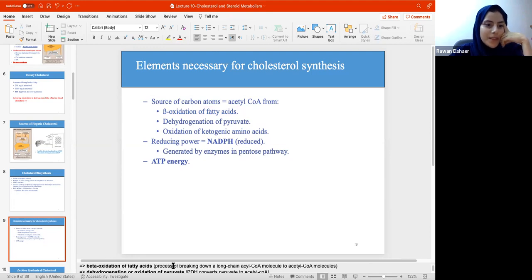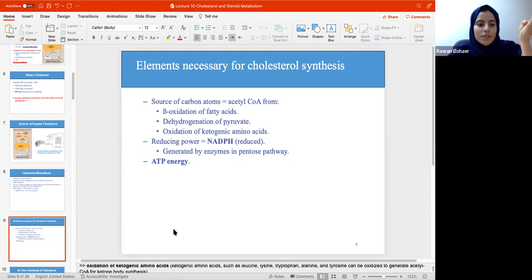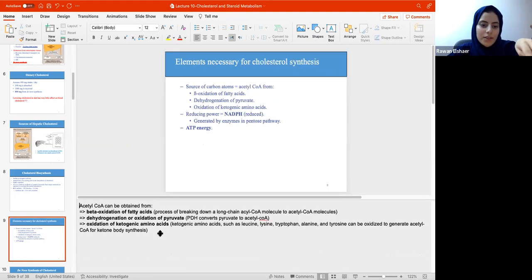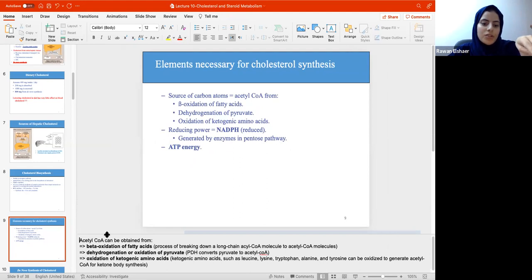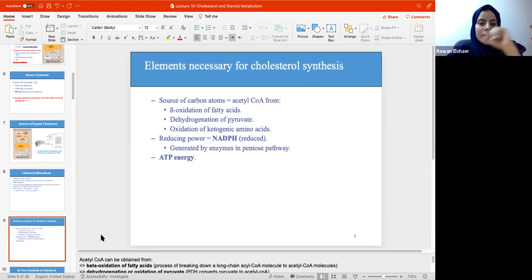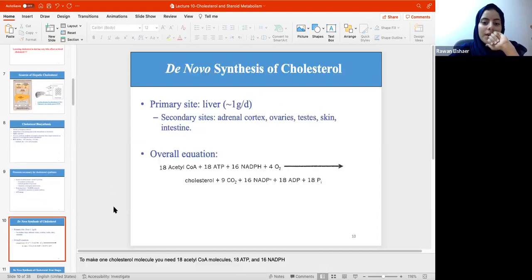Okay. Yeah, leucine. So you have leucine, lysine, tryptophan, and tyrosine. These four are all in the notes, by the way. I added the explanation for them, just so you keep it in mind. So yes, you can use those to make acetyl-CoA. You have NADPH, which is needed as reducing power, and we'll see it better when we go through the steps. So we said the primary site is the liver, and these are the secondary sites.